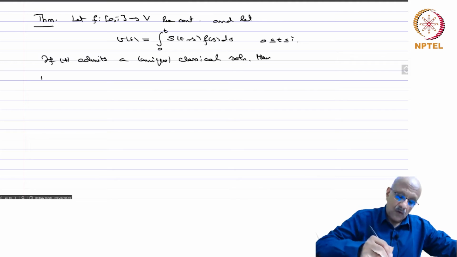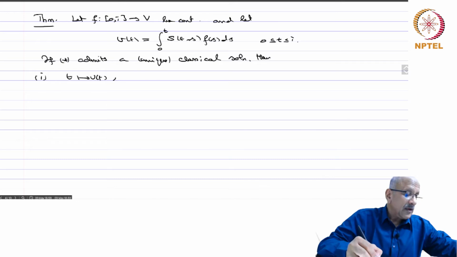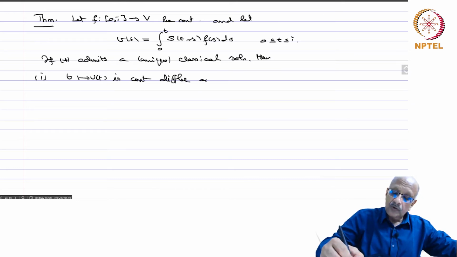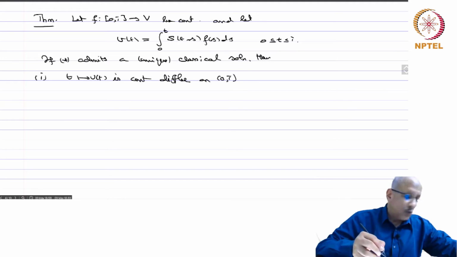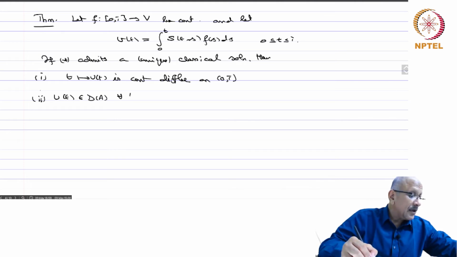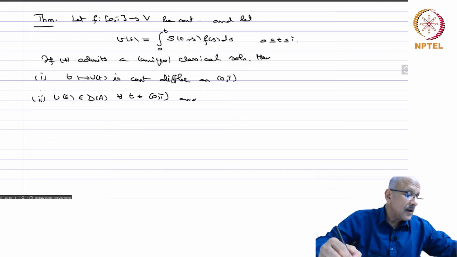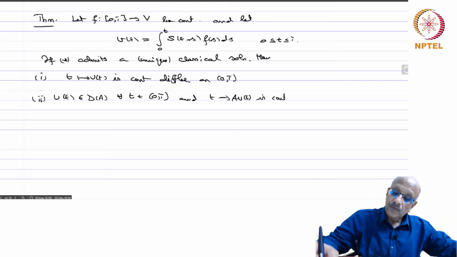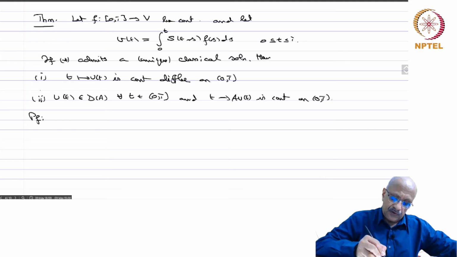then 1, you have t going to v(t) is continuously differentiable on 0 to T, and 2, v(t) belongs to D(A) for all t in 0 to T, and t going to A of v(t) is continuous on 0 to T. Okay, proof is very simple.